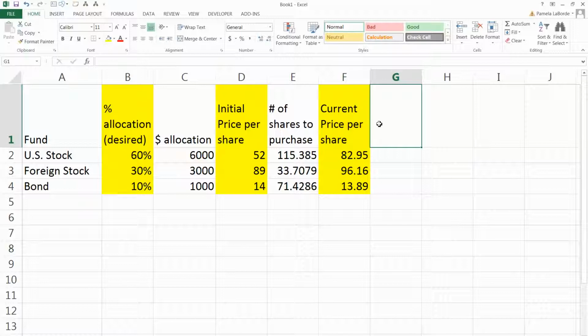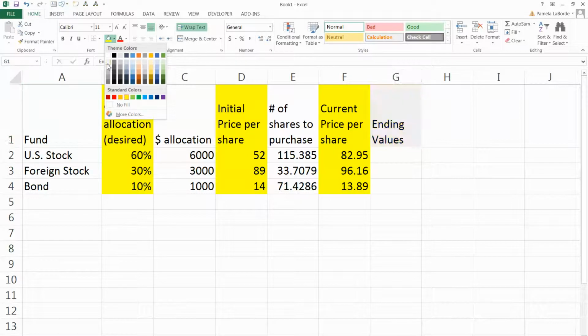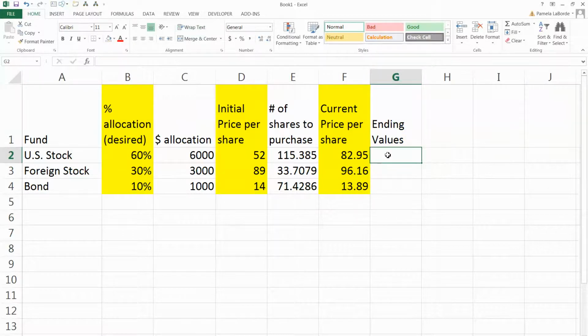But now let's calculate our ending values in each of those. This should not be yellow because you're going to be calculating this yourself. So to figure out my ending value, what I would do is take how many shares I own of each. So for the U.S. stock fund, I own 115.385 shares. They're now worth $82.95 each. So multiply those two values to get your ending value. So my $6,000 investment in U.S. stocks is now worth $9,571.